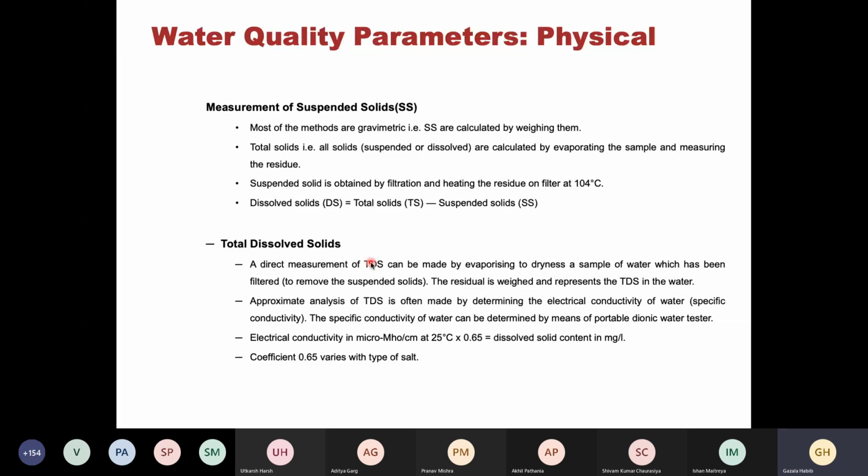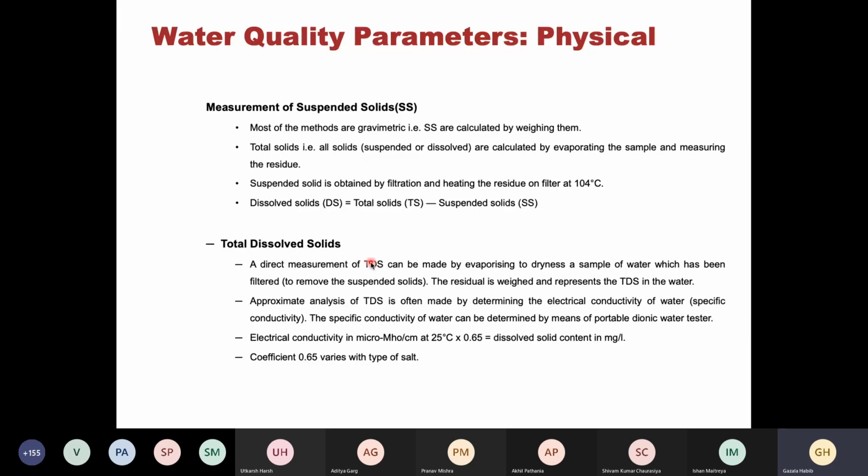Or dry the filter at temperature less than 104 degrees centigrade, and weigh the filter with solid, which will have both the suspended as well as dissolved solid. So that is one way to know the total solid, and then deduct the suspended solid from that, it will give you dissolved solid.